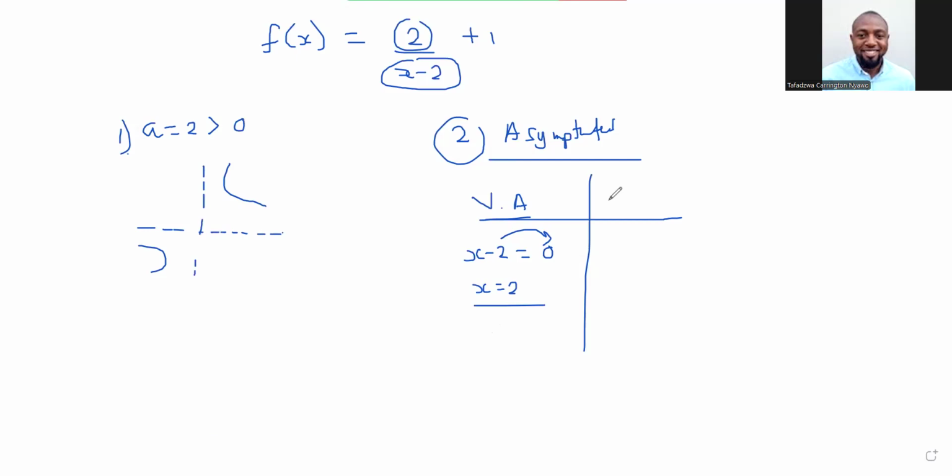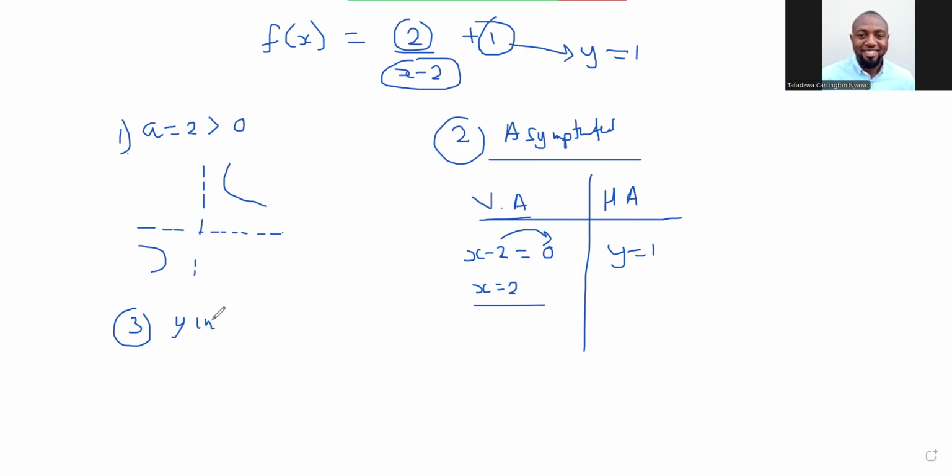Now I go on to find my horizontal asymptote. How do I find my horizontal asymptote? I look at q, and 1 is representing q. So therefore, y is equal to 1 is going to be my horizontal asymptote.